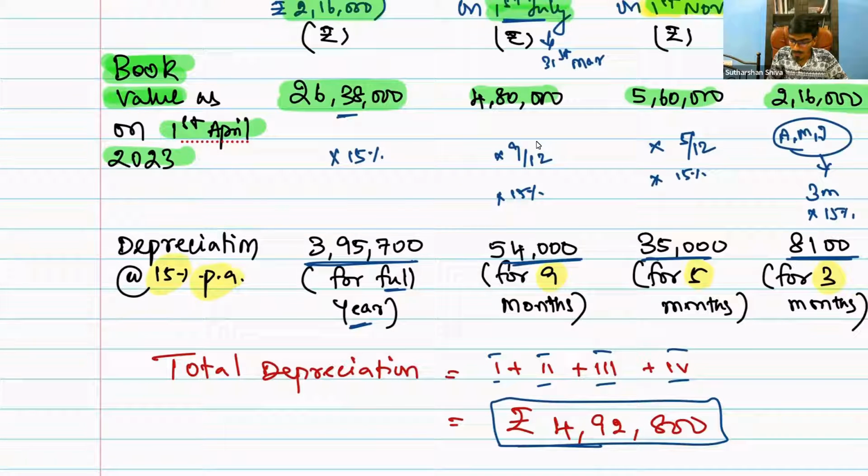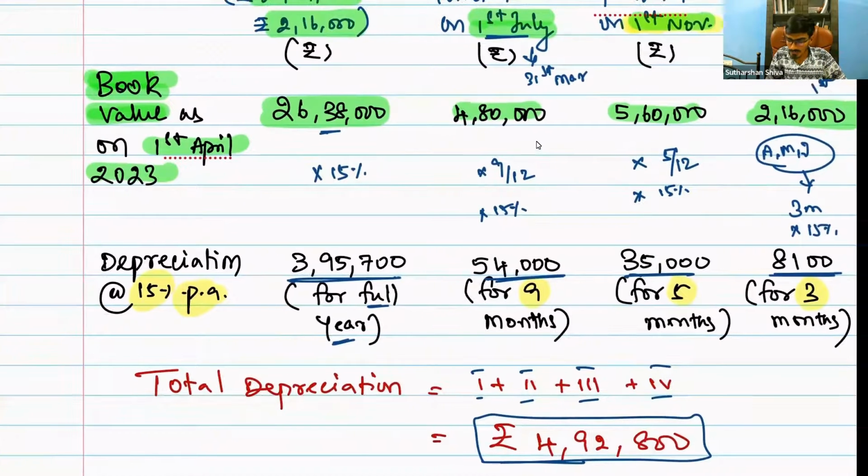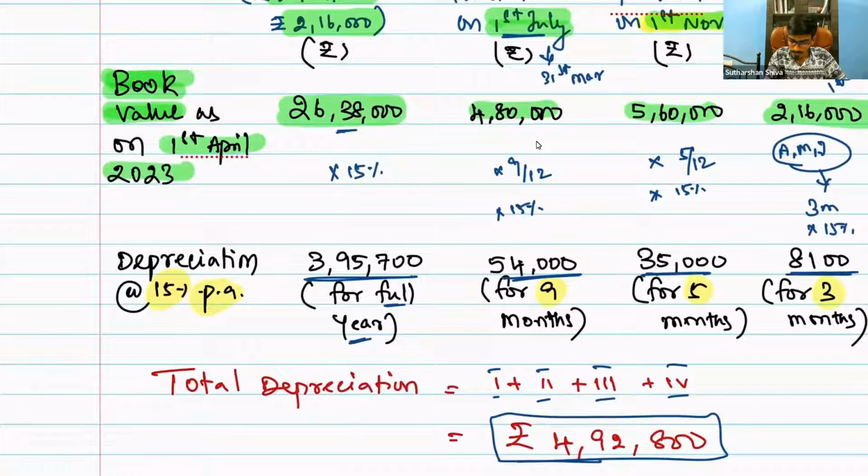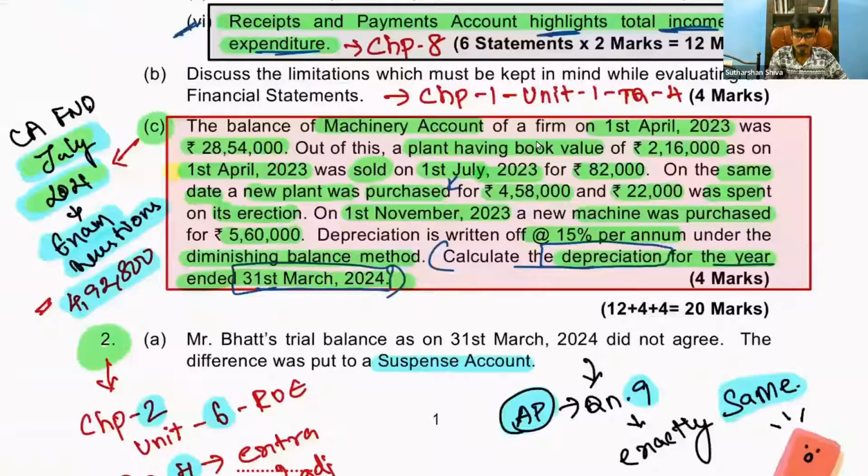Everybody understood? For this question, they have given 4 marks. Everybody understood? Shall we move on to the next one? Shall we?